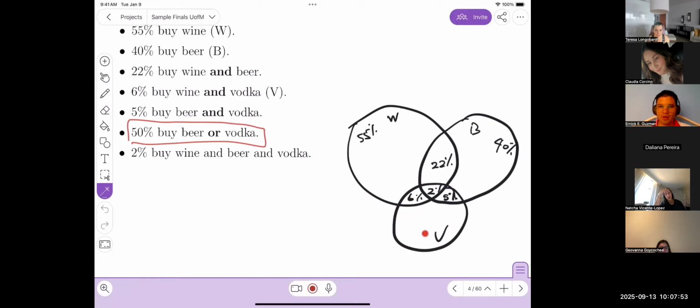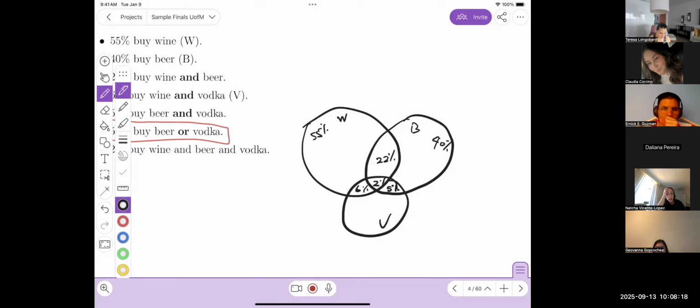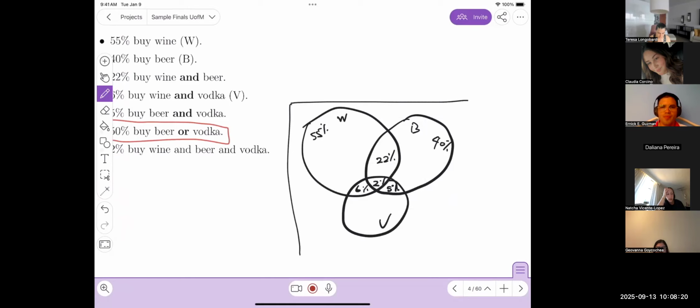Let me be clear about something, okay? This W is the whole circle. Wine is the whole circle. 22 is just this part. So what do we call this over here? Remembering all of these fall into a sample space. That makes 100%. Somebody can go in the store and buy something else, right? Something else is out here. Anything else?